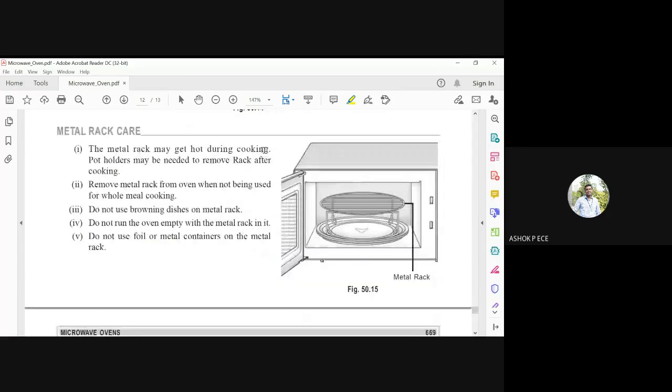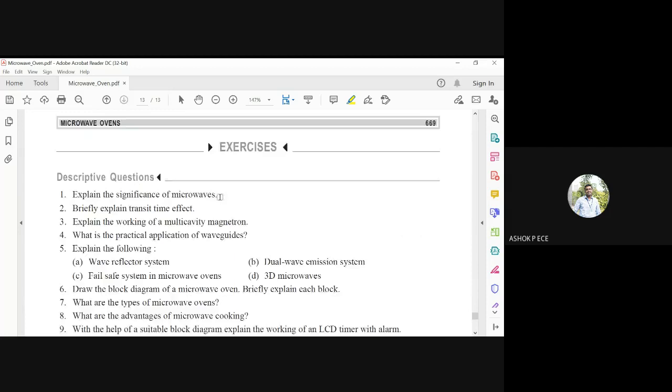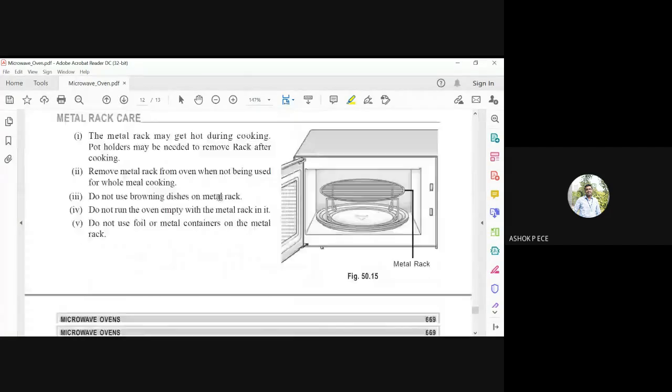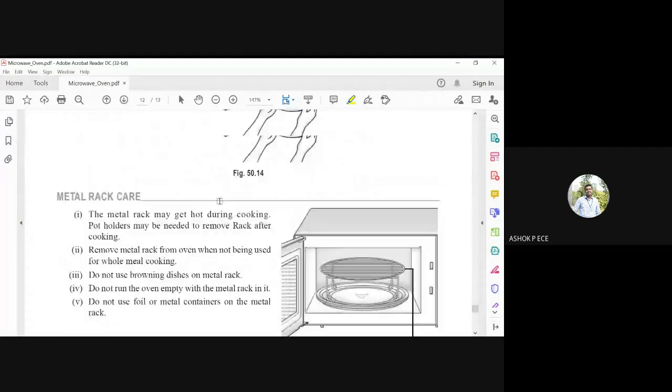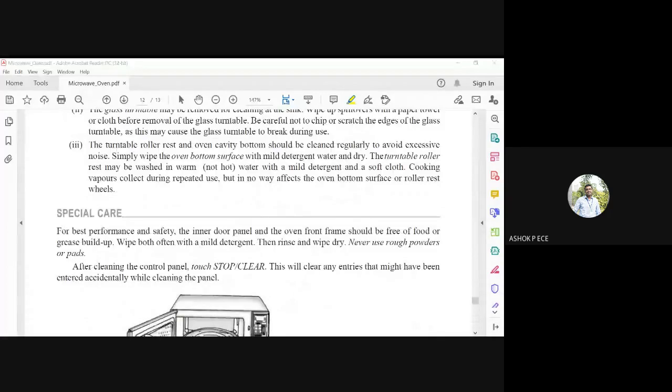Okay, metal rack care. The metal rack may get hot during cooking. So if you are going to use a metal rack for cooking food, you have to be careful. Whenever you're not cooking, please remove the metal rack because it might become very, very hot. So do not use browning dishes or a metal rack. Do not run the empty oven with the metal rack, or you might get a shock. So these are some of the concepts which are used in a microwave oven.